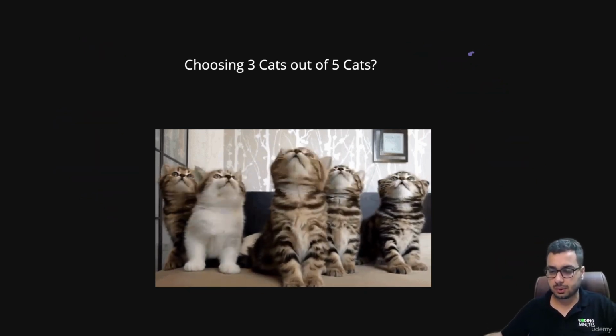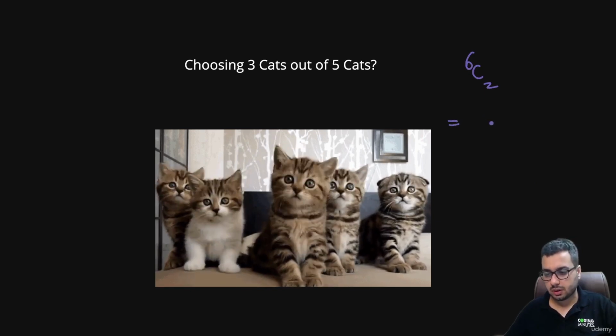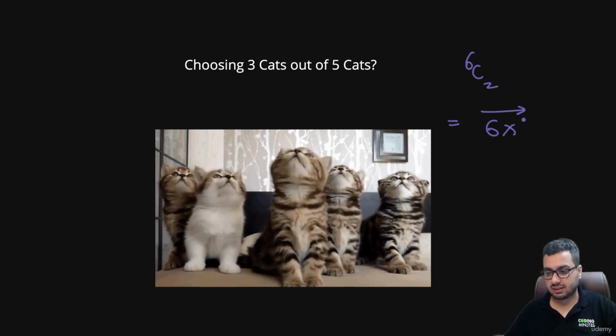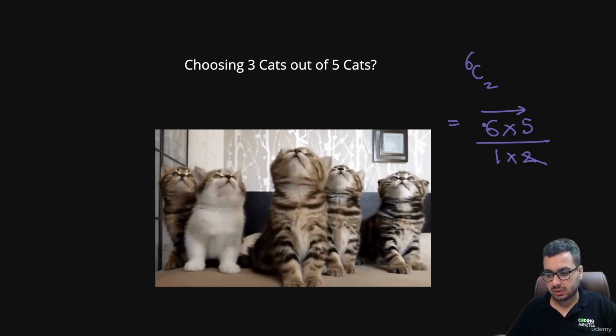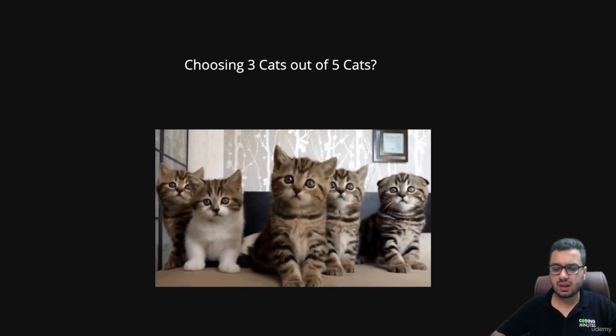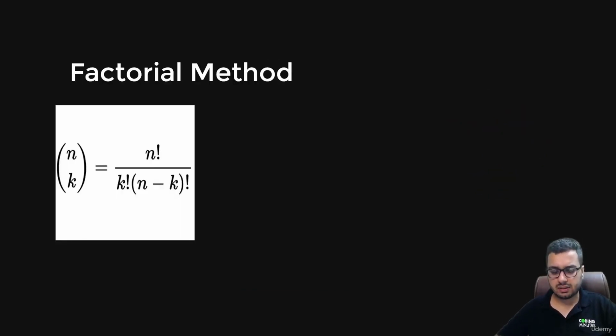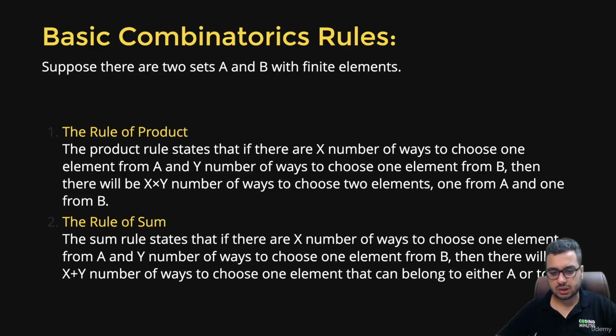Suppose you want to compute 6C2. You write two terms in the numerator starting from 6 in decreasing order, so 6 and 5, and you write two terms in the denominator starting from 1 in increasing order. This is nothing but 15. So this is where this comes into the picture.